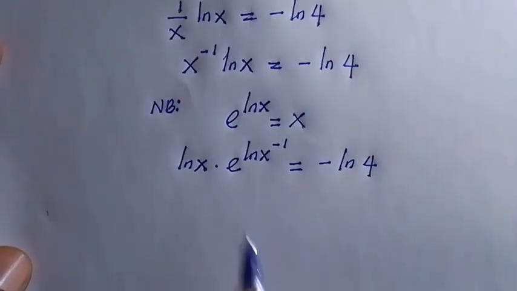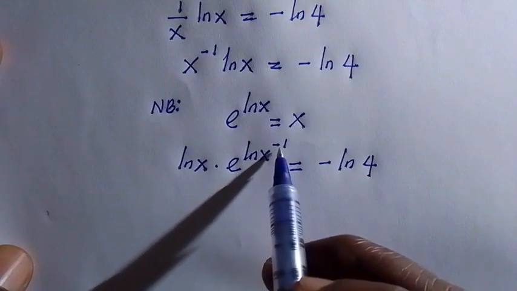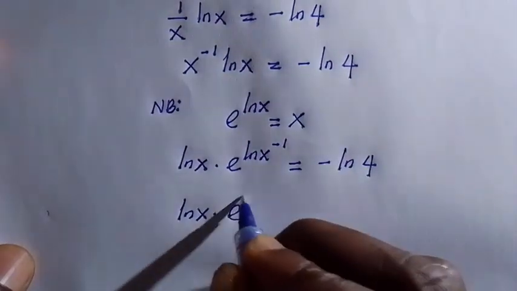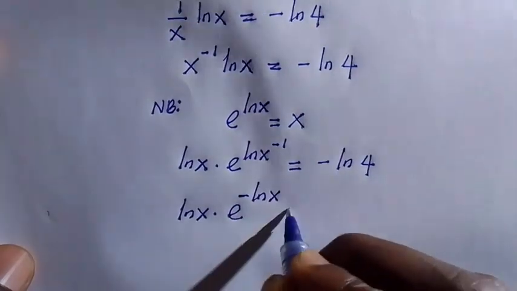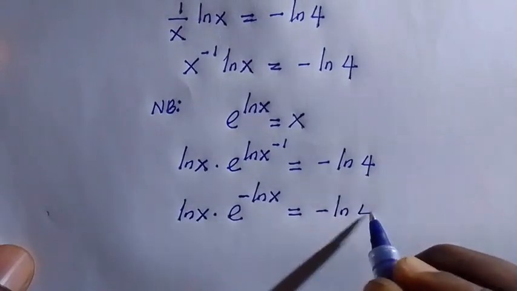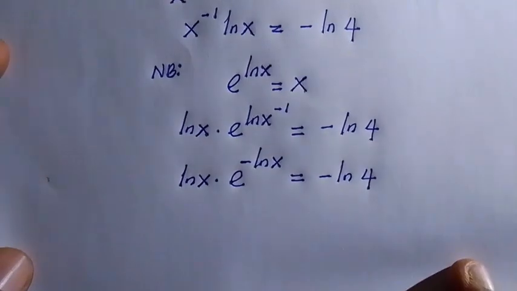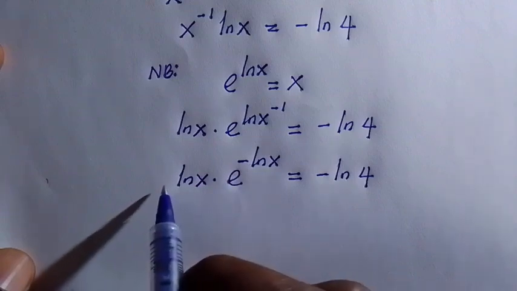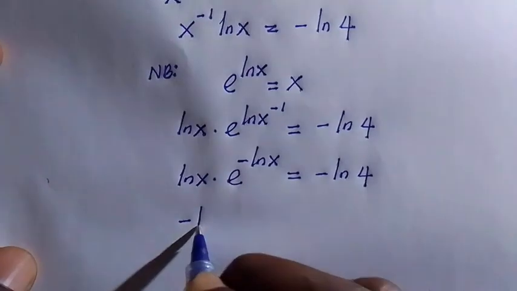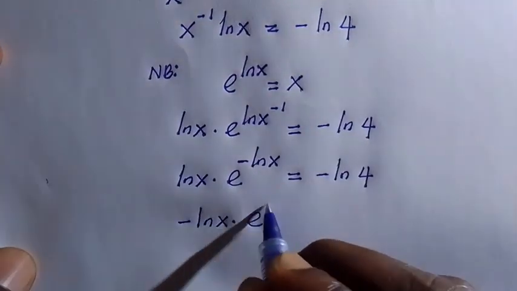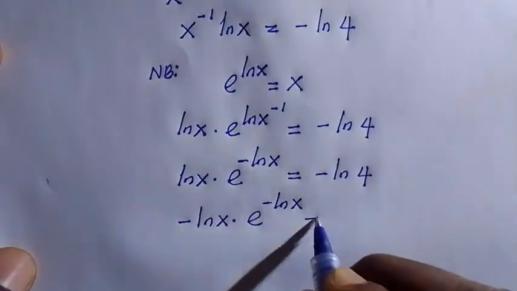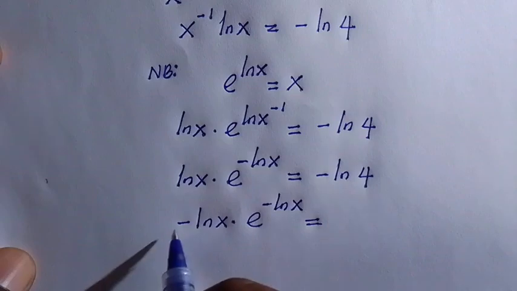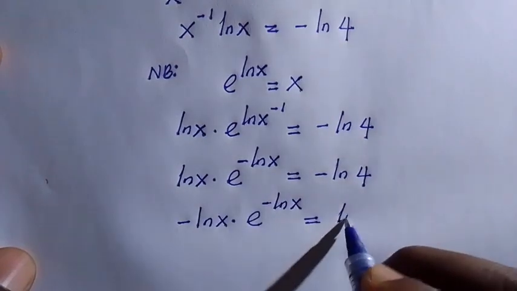But before that, we have to apply the rule of logarithm by taking this power, which is minus 1, and bringing it down. Then we have ln x multiplied by e to the power of minus ln x equals minus ln 4. Next we have to introduce a negative here, because this one is having a negative, so we introduce a negative for this one to be equal. So we have minus ln x multiplied by e to the power of minus ln x equals, since we introduce a negative throughout, the negative here becomes positive: ln 4.